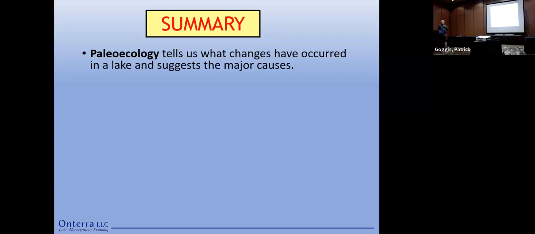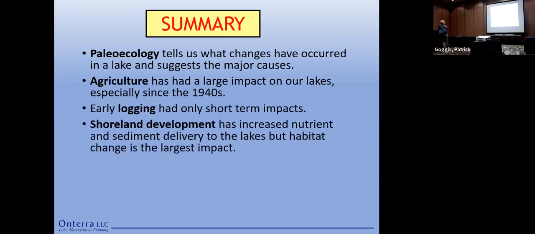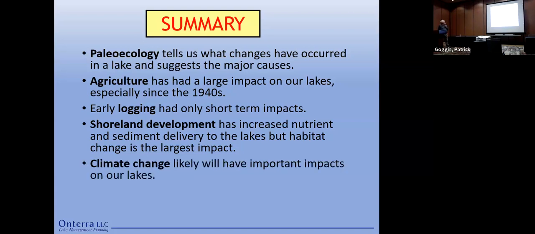paleoecology tells us what changes have happened in lakes and suggests what have been the major causes of the changes. Agriculture had a large impact on lakes, especially starting after the 1940s into the 1950s. Early logging really had very little impact. Shoreland development, while it has increased nutrient delivery to the lakes, the macrophyte communities are able to intercept the phosphorus, but we do see a large habitat change as a result of shoreland development. And climate change will likely have important impacts on our lakes.